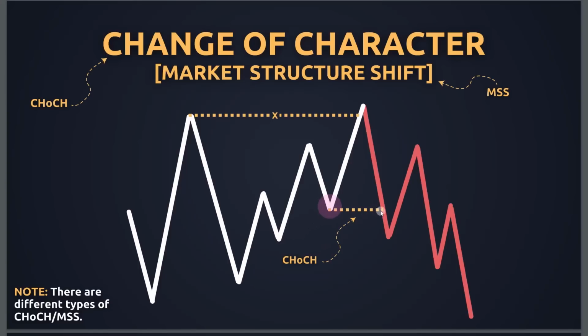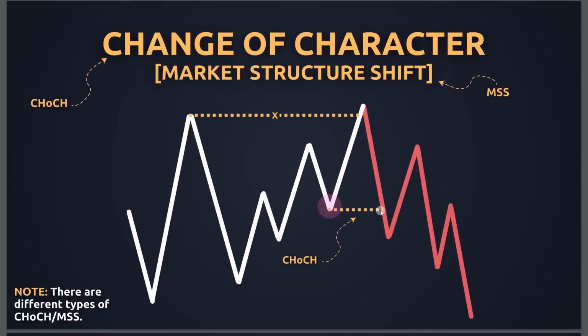This low right here, when broken, we can see that it was creating higher lows. Now it's creating a lower low, which is right here, breaking and mostly closing below this low with a candle. That means there is a change of character now, or a market structure shift. And now we can confirm that price is going to go lower.